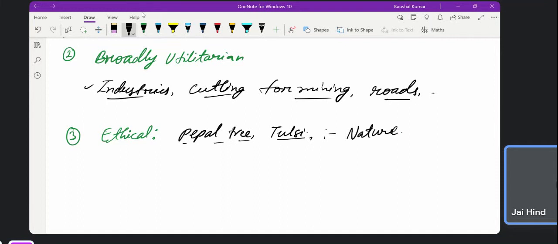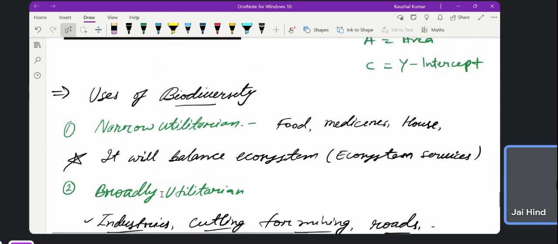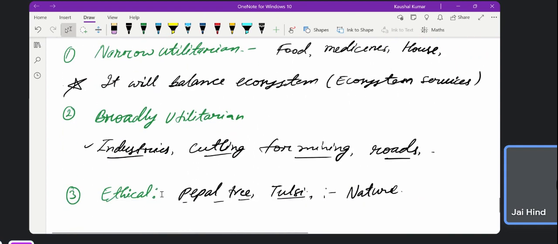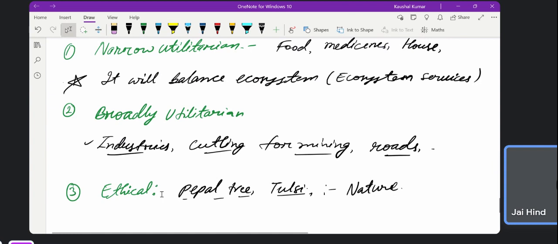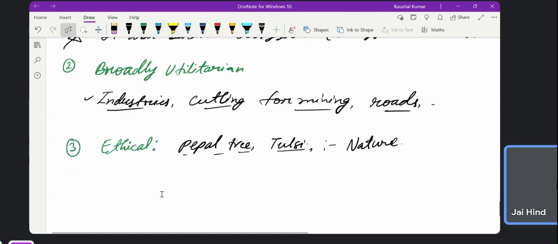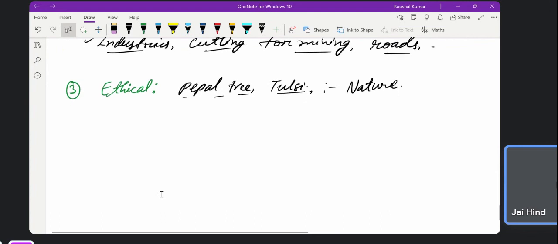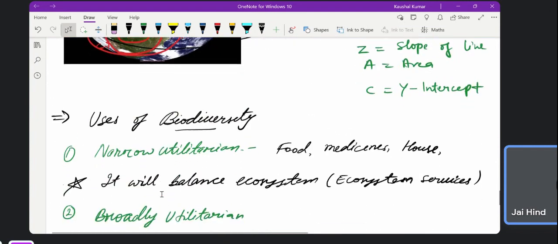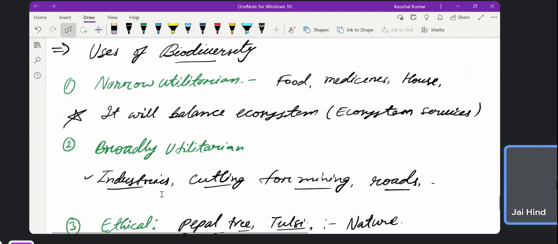These are called the ethical utility, the ethical way in which we can use biodiversity. You've seen the uses of biodiversity in the three stages, and we can explain more, but it's not required here, so we are stopping here. The point is that we know how to use biodiversity, but in the same manner, the broad utilitarian is causing damage to the biodiversity.